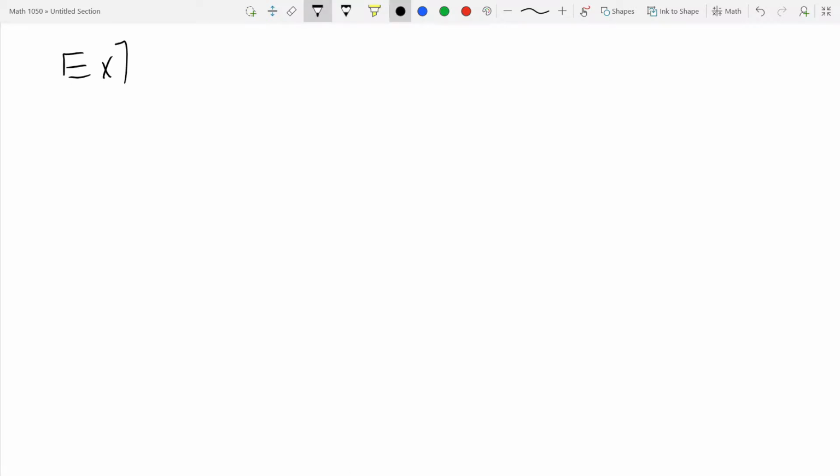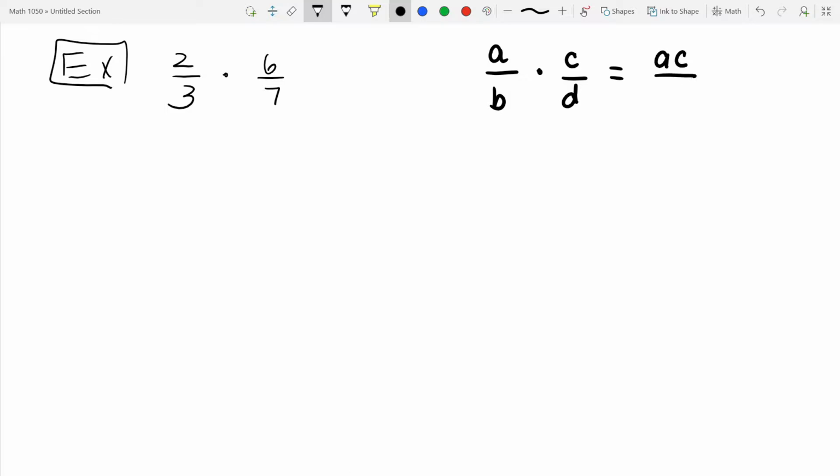So the first thing I'm going to do is multiply fractions. If you have something like 2/3 multiplied by 6/7, here's a basic rule. When you multiply fractions, A over B multiplied by C over D, you go straight across. So it would be A times C over B times D. So if you multiply those, you get 2 times 6 is 12, 3 times 7 is 21. But then 12 over 21 reduces. 3 goes into 12 4 times, 3 goes into 21 7 times, and that's your answer, okay? And you're done.